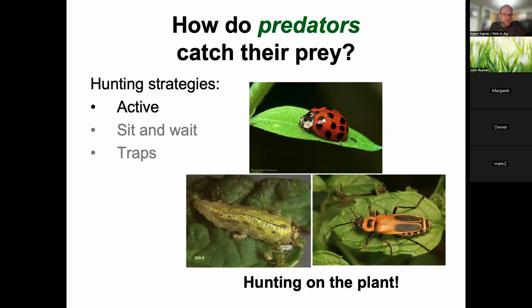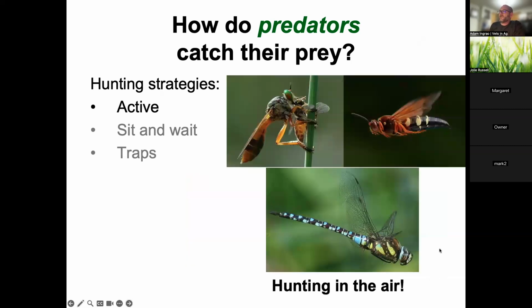Those are hunting on the plant. So with the first set that we looked at, those were hunting on the ground. This is hunting on the plant. The next set that we have are those that hunt in the air. And these would be things like robber flies, things like cicada killers, or things like dragonflies.